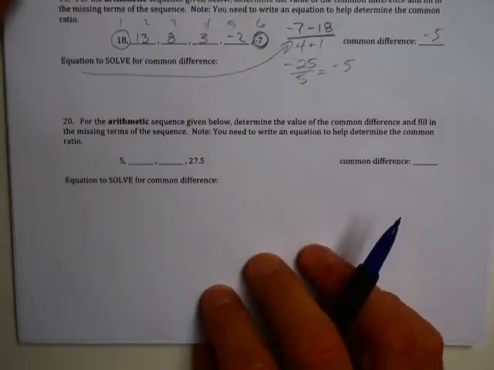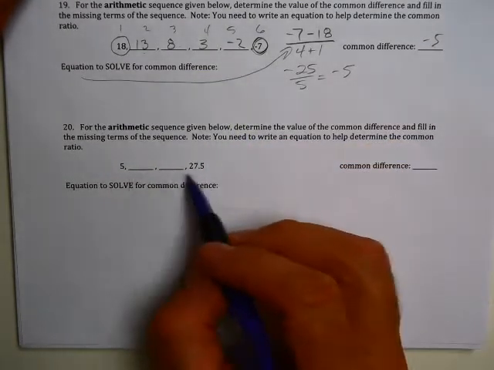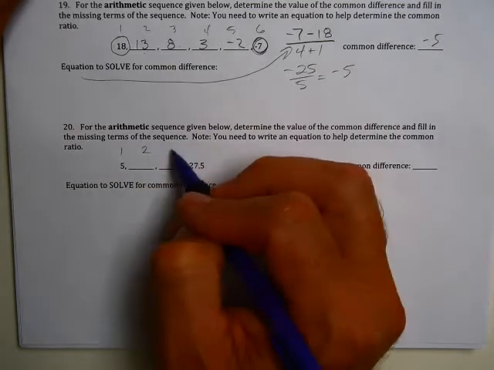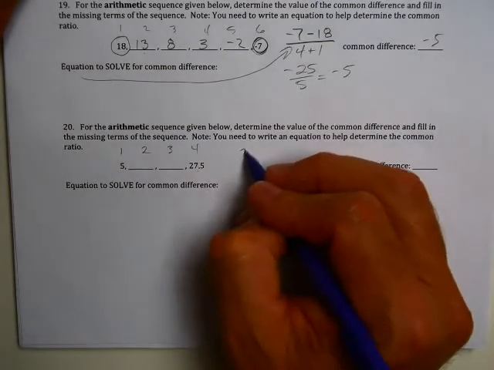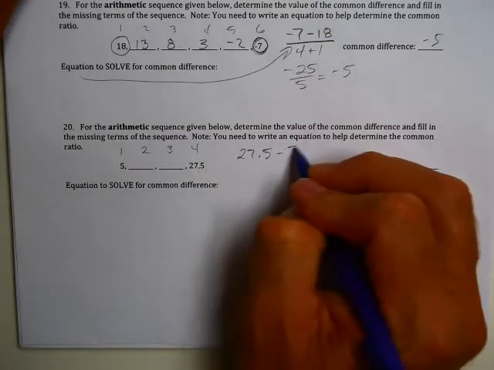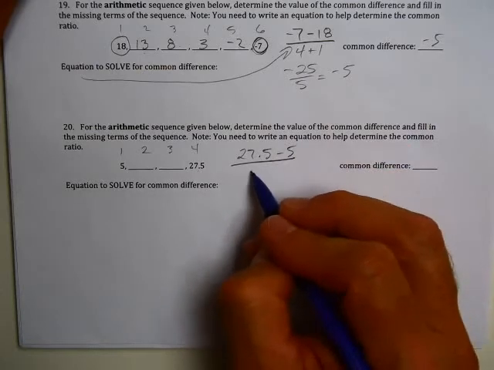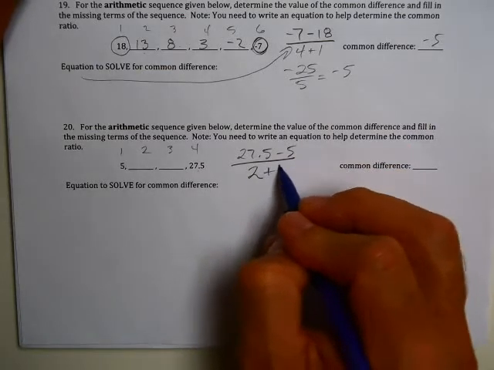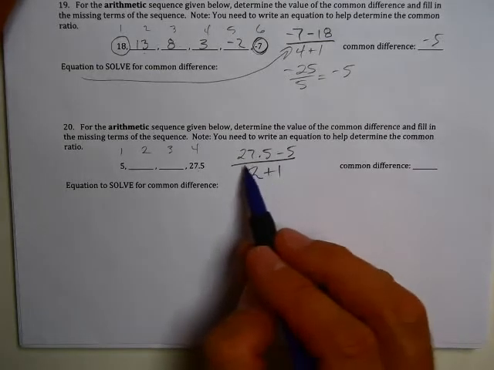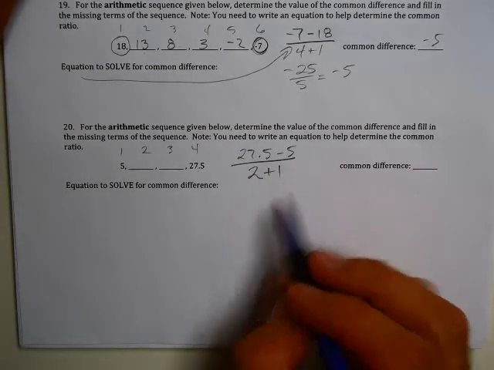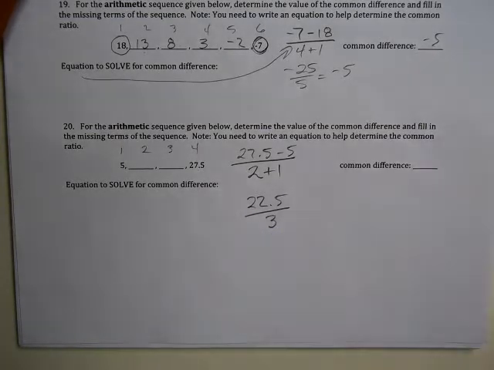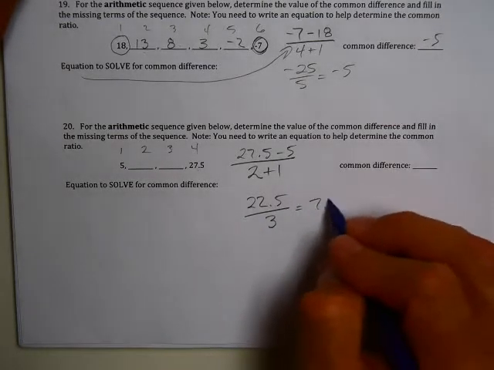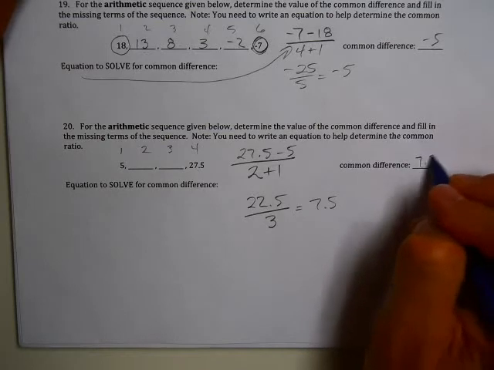Okay. The next one, I've got 2 spaces to fill, so if I call this the first term, the second term, the third term, the fourth term, I'm going to take the fourth term and subtract the first term. So 27.5 minus 5 divided by number of spaces between them plus 1. Can't miss that plus 1. So 27.5 minus 5 would be 22.5 divided by 3. I believe that is 7.5. So that's our common difference.